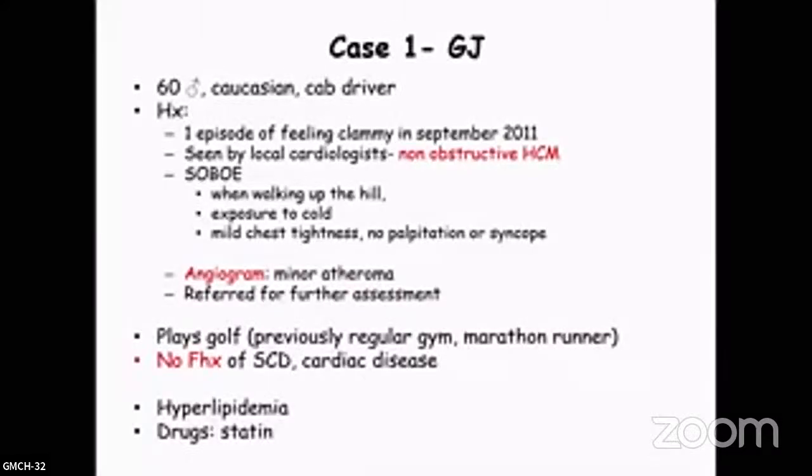Let's look at a few other case examples in detail. So this is a 60-year-old gentleman who had undergone an echo assessment at his local center for symptoms of breathlessness, and a diagnosis of non-obstructive hypertrophic cardiomyopathy was made. He also had chest tightness, so they did an angiogram, and that only showed minor atheroma. However, he continued to have ongoing symptoms, and that is why he was referred on to our center.